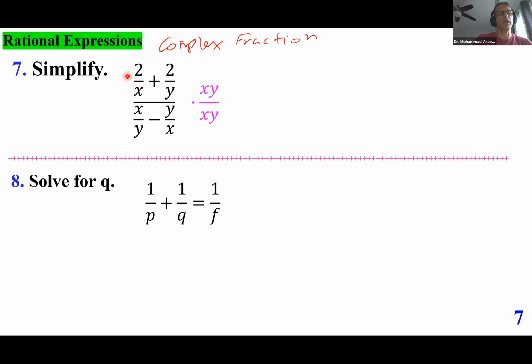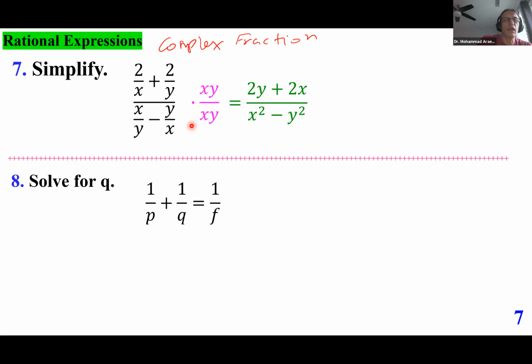So that means multiply this one. When you do that, x goes away, you get 2y. Multiply this one, y goes away, you get 2x. That's the top. The bottom, y goes away, you get x squared. And the last piece, x goes away, you get minus y squared.